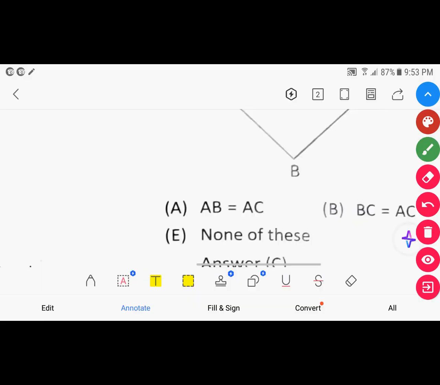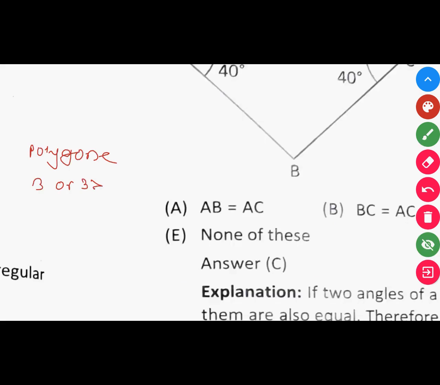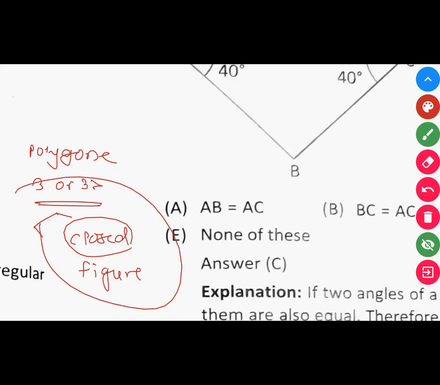Last lecture we learned about polygons. We learned the concept of polygon in the last lecture. What is meant by polygon? When three or more than three line segments meet each other to form one closed figure, it is known as polygon. Okay, so this was the definition of polygon.